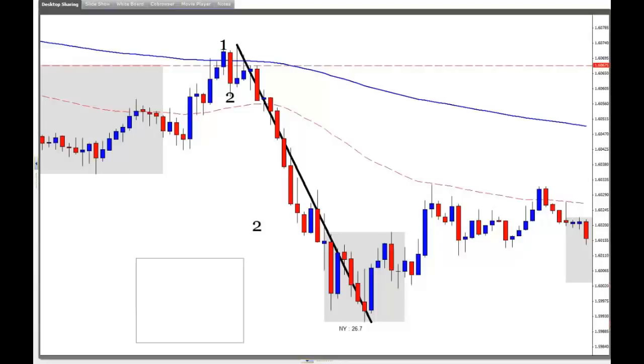So because of that, we always look for at least a 2-to-1 risk reward. If we're taking a trade with a 20 pip stop, we are looking for a 40 pip take profit.